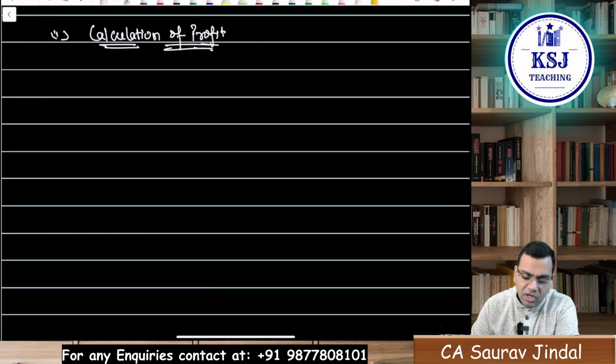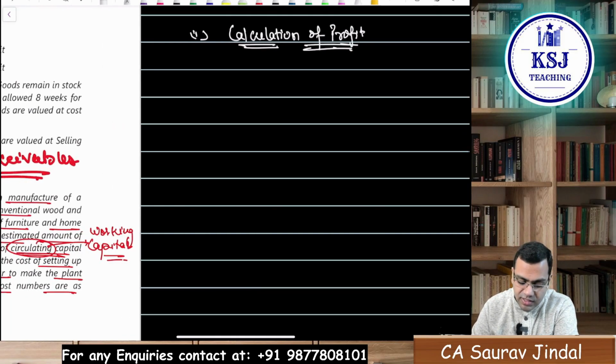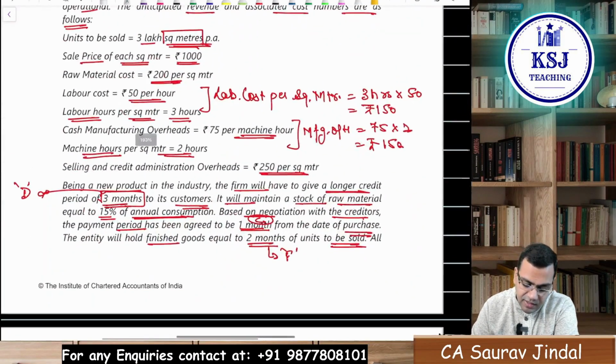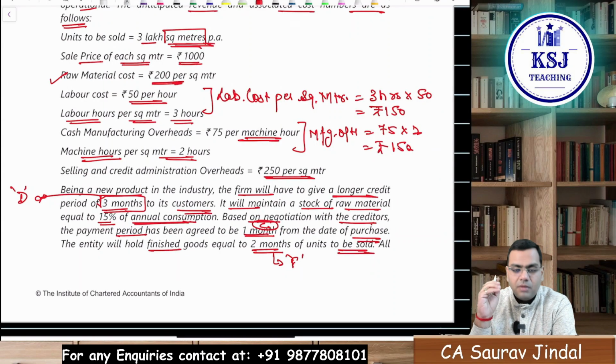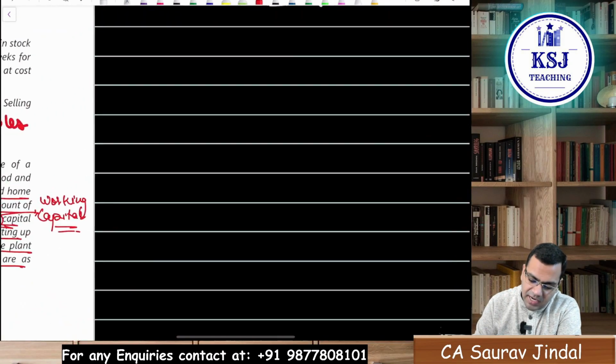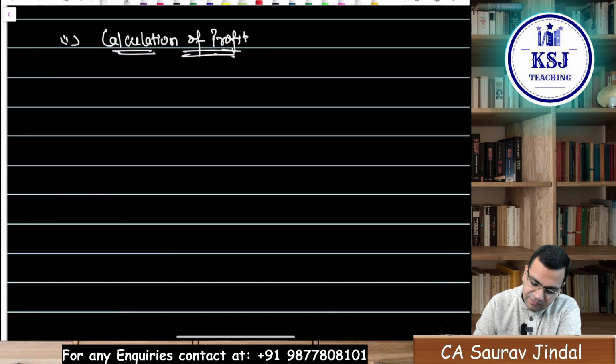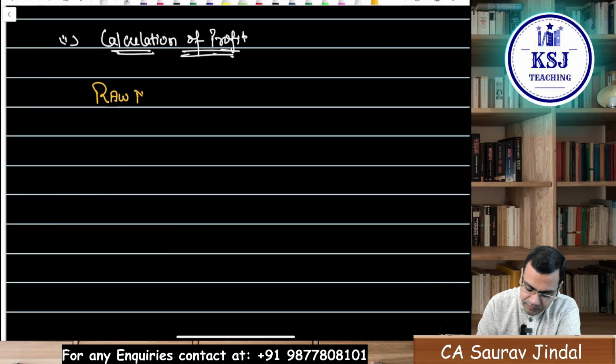Now for the profit, what do you need? You need all the cost. What is the first cost that you take in the cost sheet? That is your material cost. What is raw material cost given? The raw material cost is given as rupees 200 per square meter. Okay sir, I'll take the raw material cost as the first cost, right? I'll write raw material. Fine sir. Raw material is given as rupees 200 per square meter.